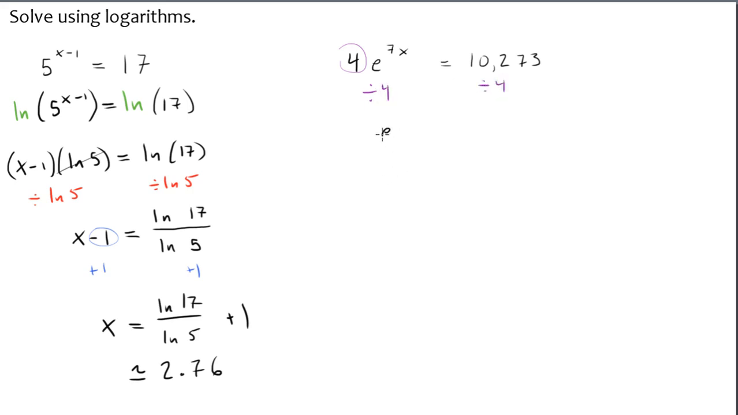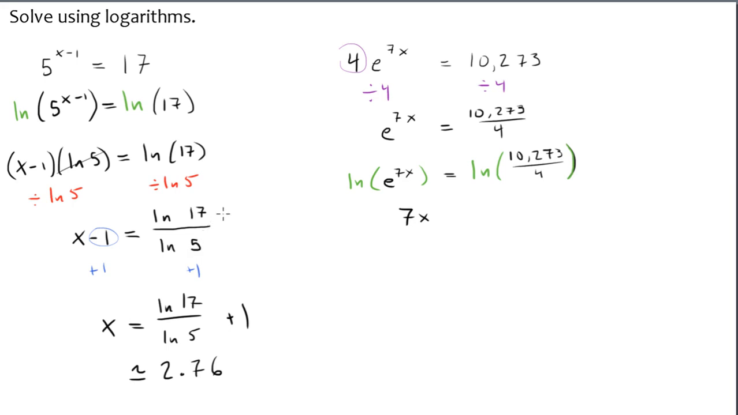And what we'll be left with is e to the 7x is equal to 10,273 over 4. Now I'm going to take the natural log of both sides. So we're going to have the natural log of e to the 7x, which will just give me 7x, and that's going to be equal to the natural log of this number, which is just some number, and it's okay, it's some real number. It works in the domain of the logarithm because it's greater than 0, right?